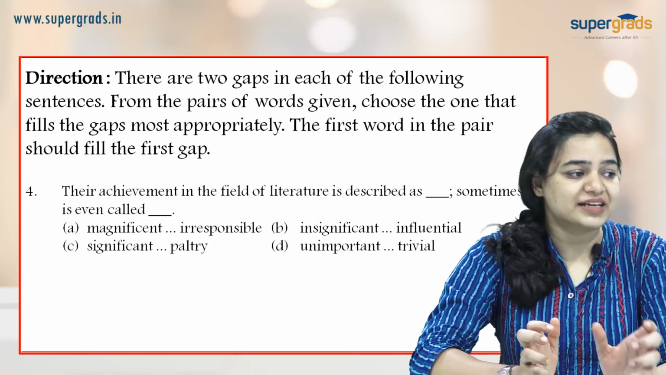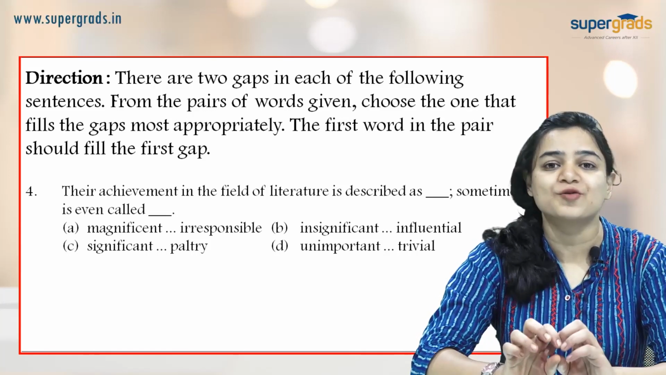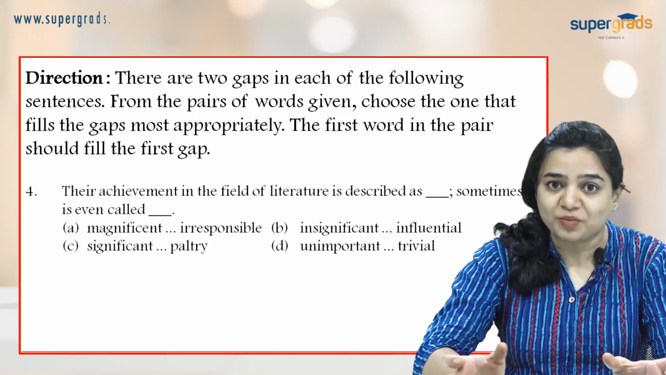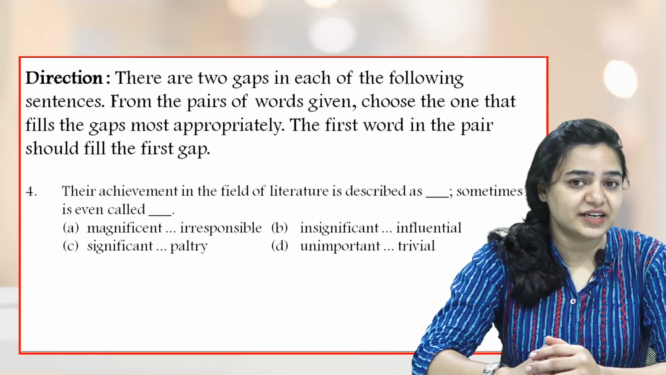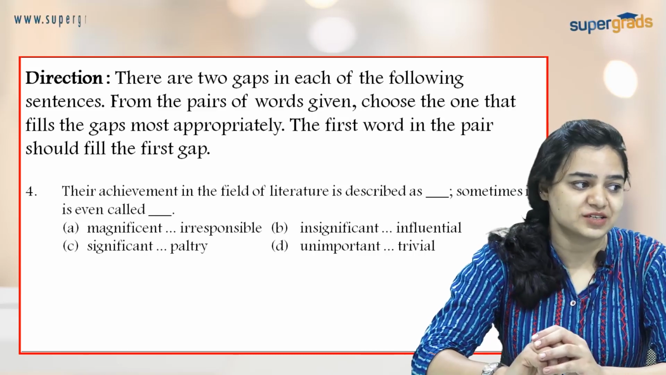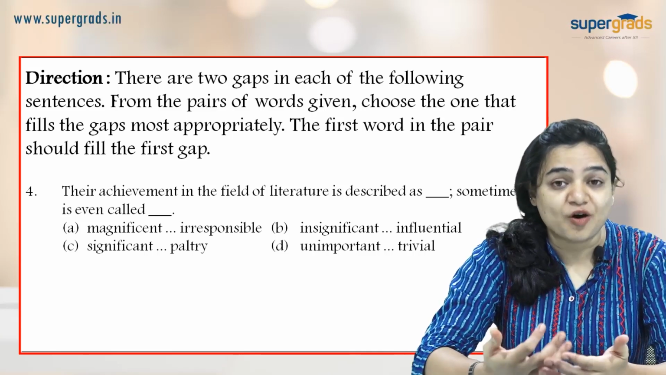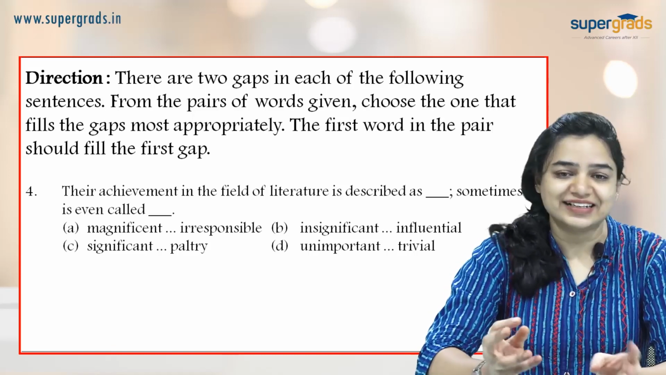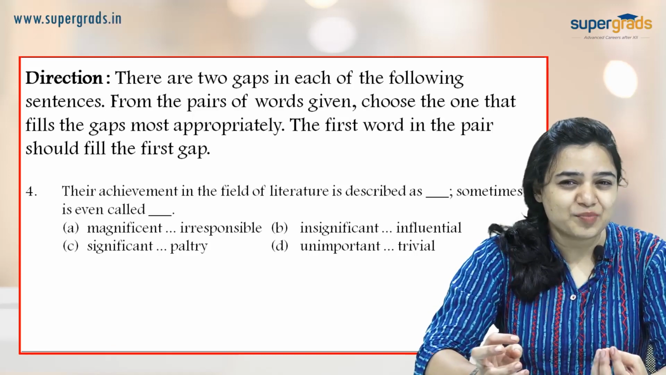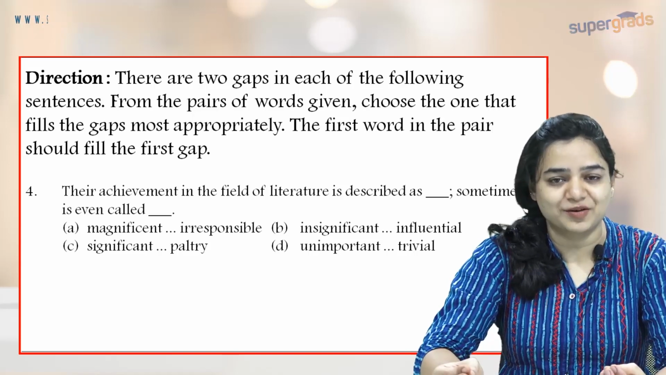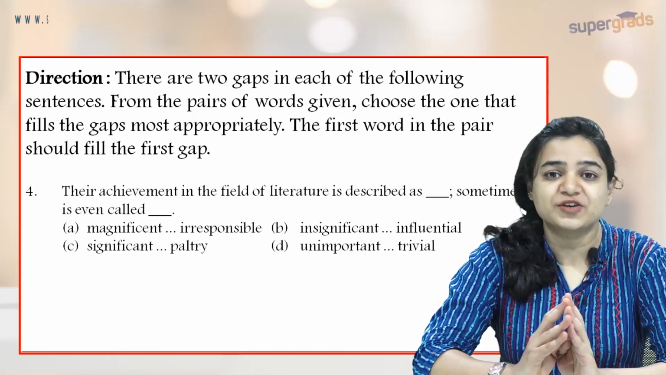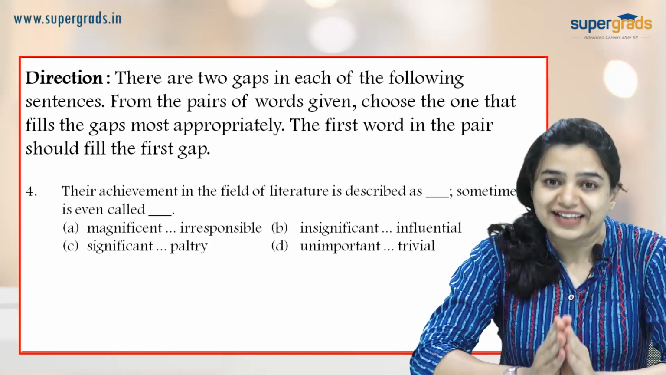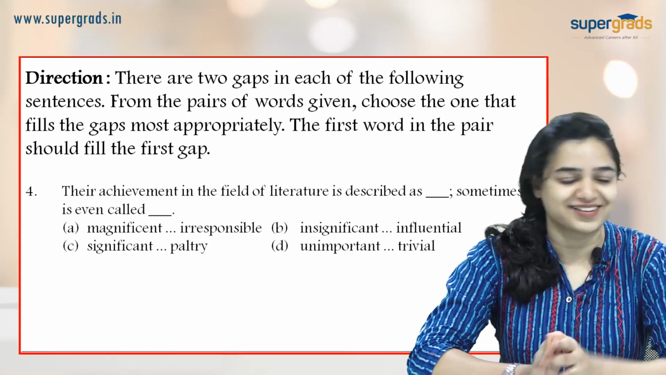I would find out that magnificent and irresponsible are no way synonyms. In fact, their connotations are quite the opposite. Insignificant and influential, again opposite. Significant and paltry, opposites. So the only one which has a synonym pair is D. So it was considered unimportant, sometimes even trivial. Okay. So this was a question which we could solve because we knew what we were looking for beforehand, and then we just looked for it.